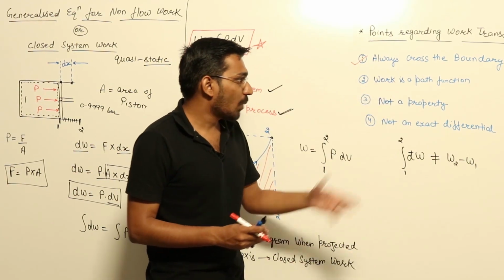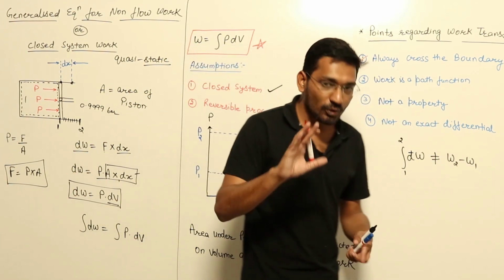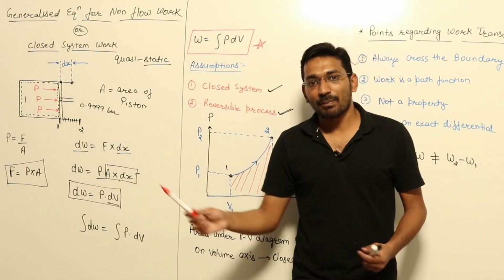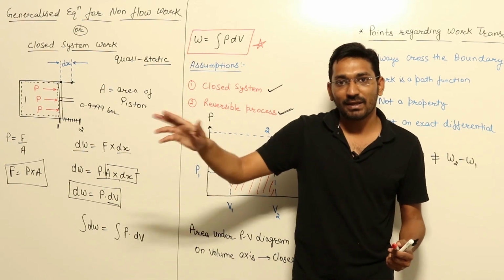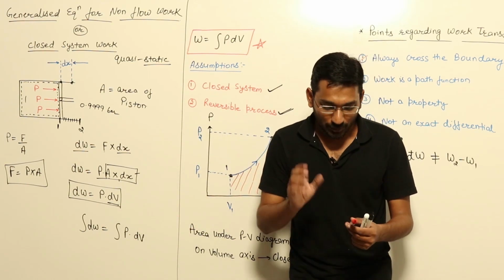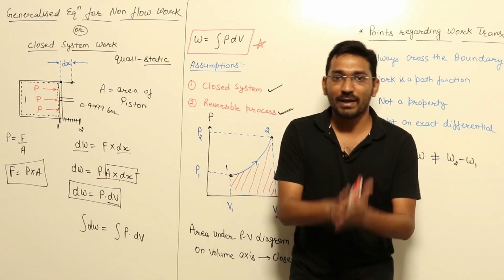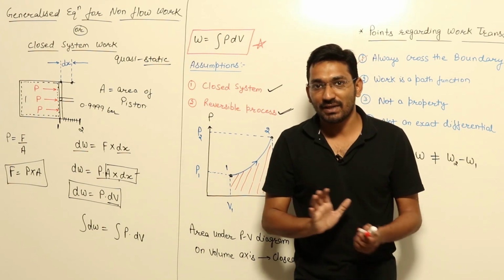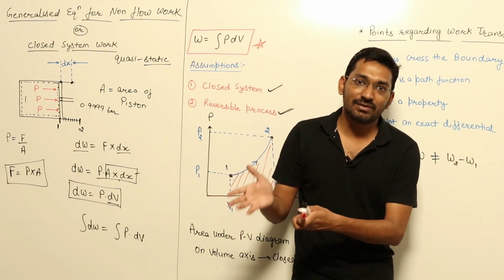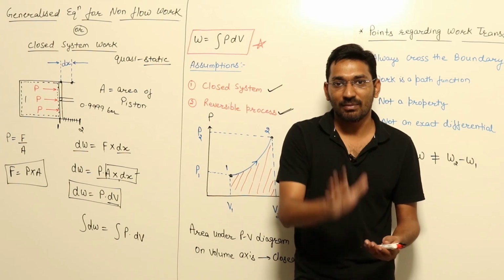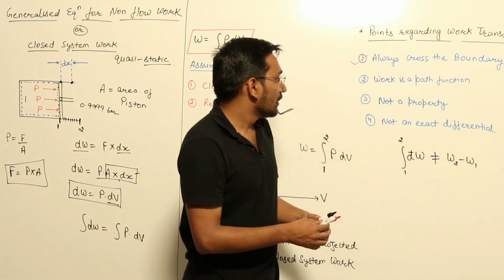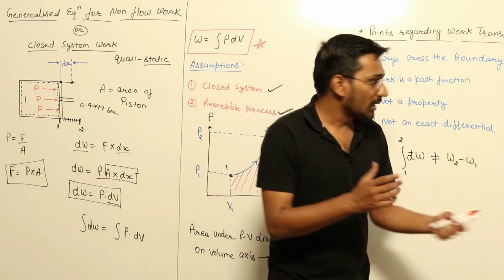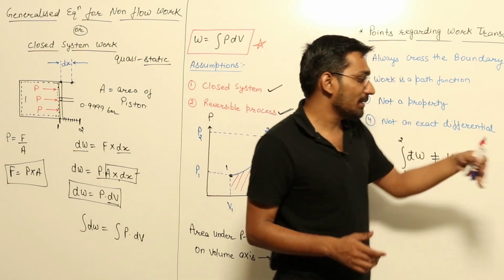Second one is that work is a path function. There are two types of function, as we studied. One is a point function. We studied it when we were studying the properties of thermodynamic systems. We are saying that properties are point functions, that properties are only dependent upon the initial and final state. Unless there is a change in property, that state will remain constant. So work is not a point function, work is a path function. We will see how work is a path function.